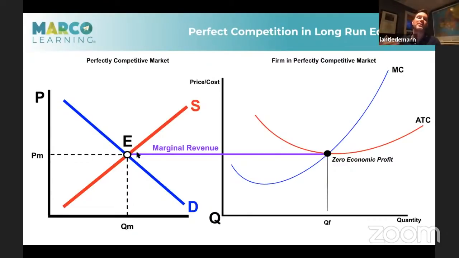can firms enter this market? Yes, they can. They can enter the market because if a perfectly competitive firm is making profit, other firms have free entry. They can come right in, produce more of that item, and bring the price back down and bring everybody back to this equilibrium that you see.